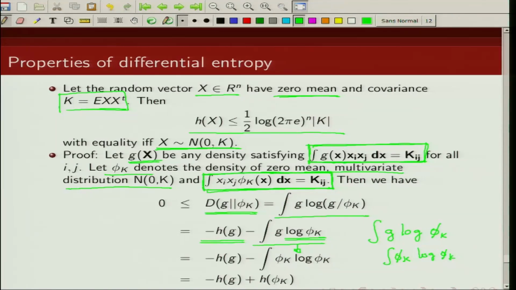Now this is nothing but plus the differential entropy of this 0 mean multivariate distribution. Now the divergence is greater than or equal to 0, which means h of phi k is greater than or equal to h of g. So in other words, it is the multivariate normal distributed random variable which will have the maximum differential entropy. With this we conclude our discussion on differential entropy. In the next class we will talk about the Gaussian channel. Thank you.